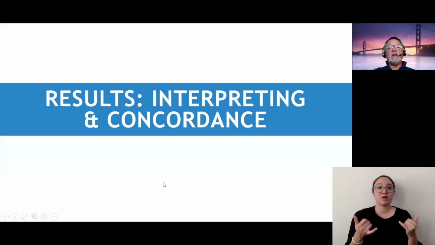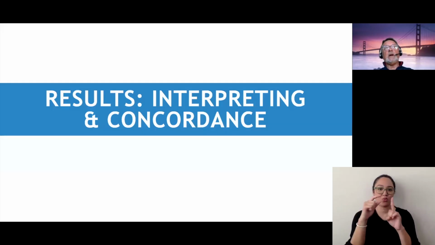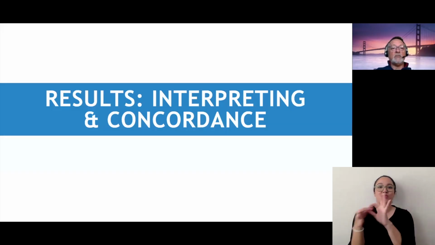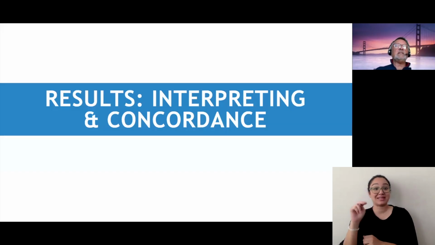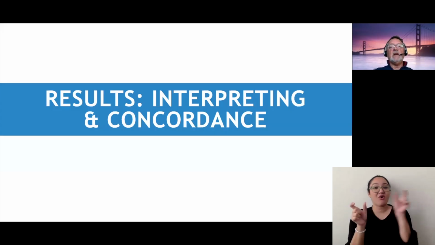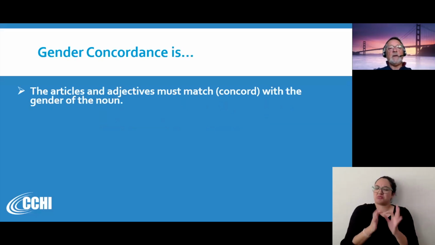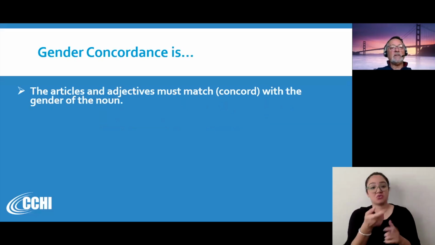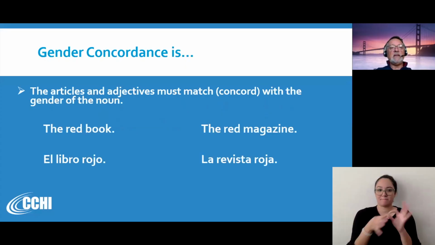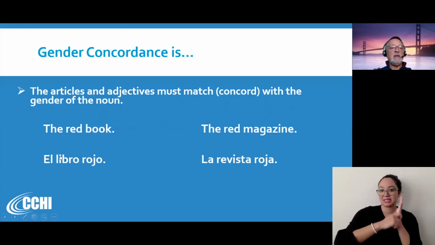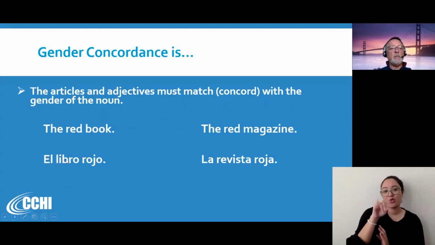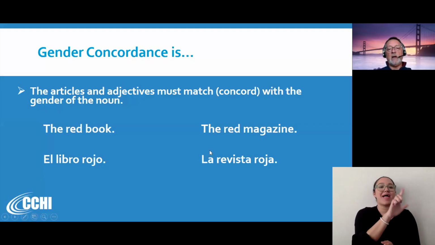Now, as we saw in our example in Spanish, all of the words in the sentence need to coordinate with the noun. So if the noun is masculine, the article needs to be masculine, the adjective needs to be masculine. So we were interested in how interpreters deal with this. The adjectives and articles must match. So the red magazine is La Revista Roja. The red book is El Libro Rojo. So the article and adjective match the gender of the noun.